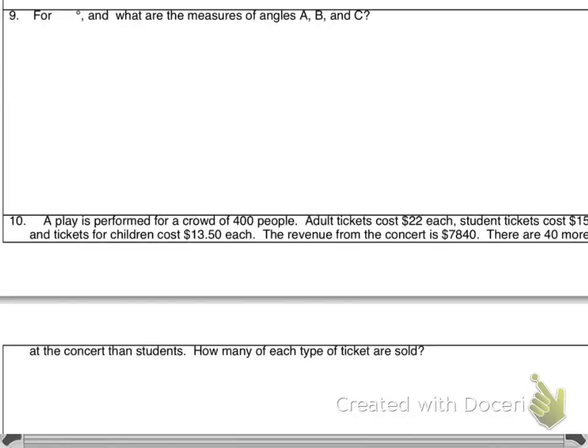All right, problem number 9. I think this is a very difficult problem. So you have to think about what you know about triangles. If my angles are A, B, C, because it says for a triangle ABC, then what do I know? I know that A plus B plus C is equal to 180.